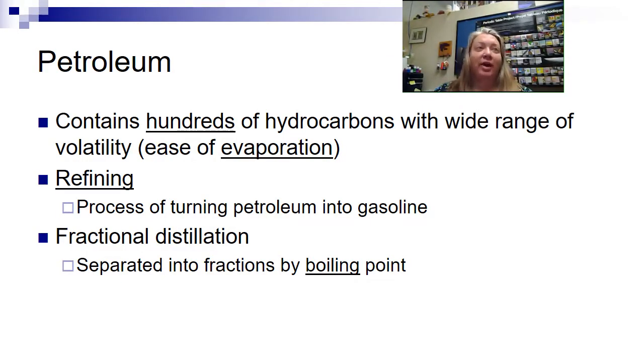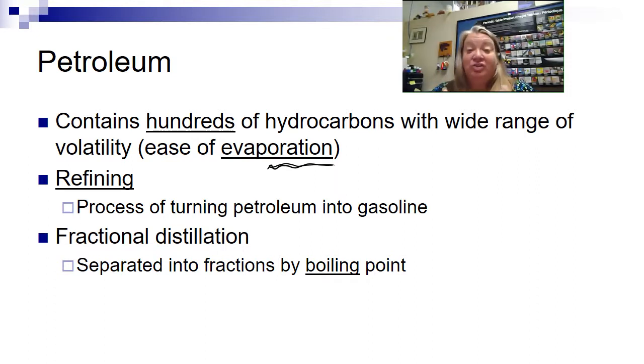Whenever a manufacturer gets in crude oil, it contains hundreds and hundreds of different hydrocarbons. Each of those hydrocarbons has what we call a different volatility. That's a good word to learn there: volatility. Volatility is just how easily something goes to a gas phase. So if a molecule is really small, it's going to have higher volatility. It's easier to go to a gas phase.